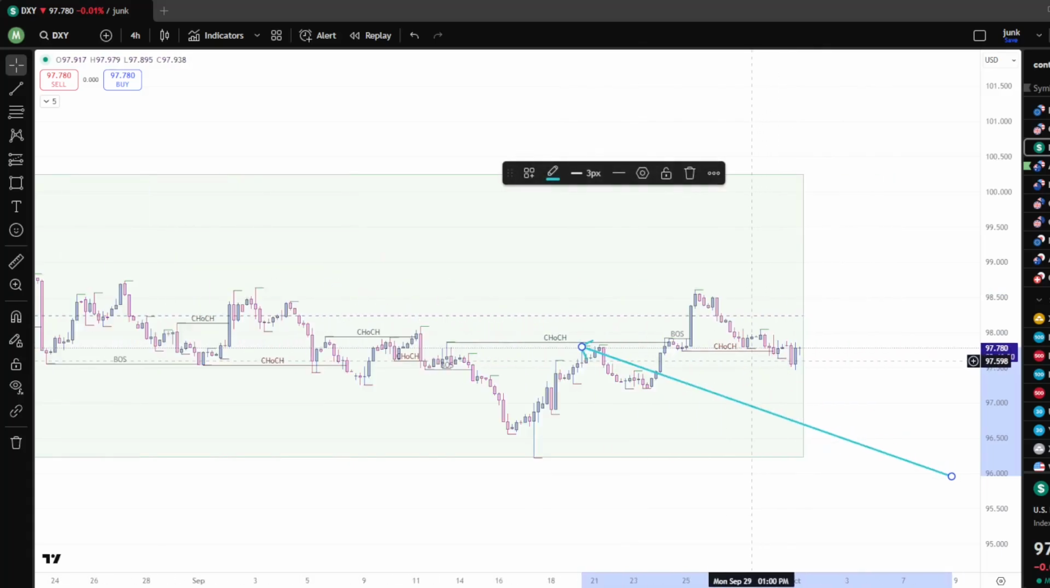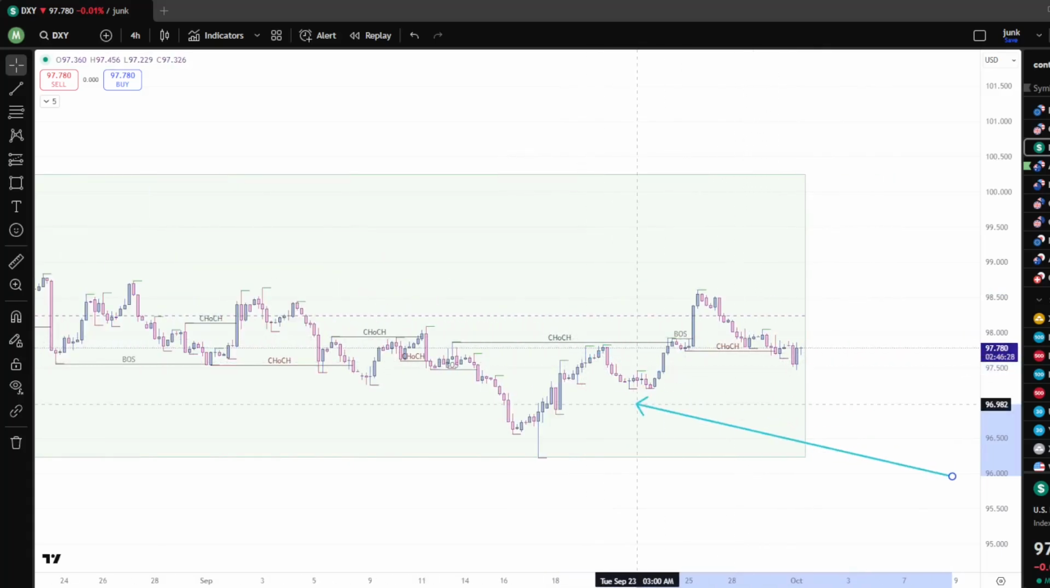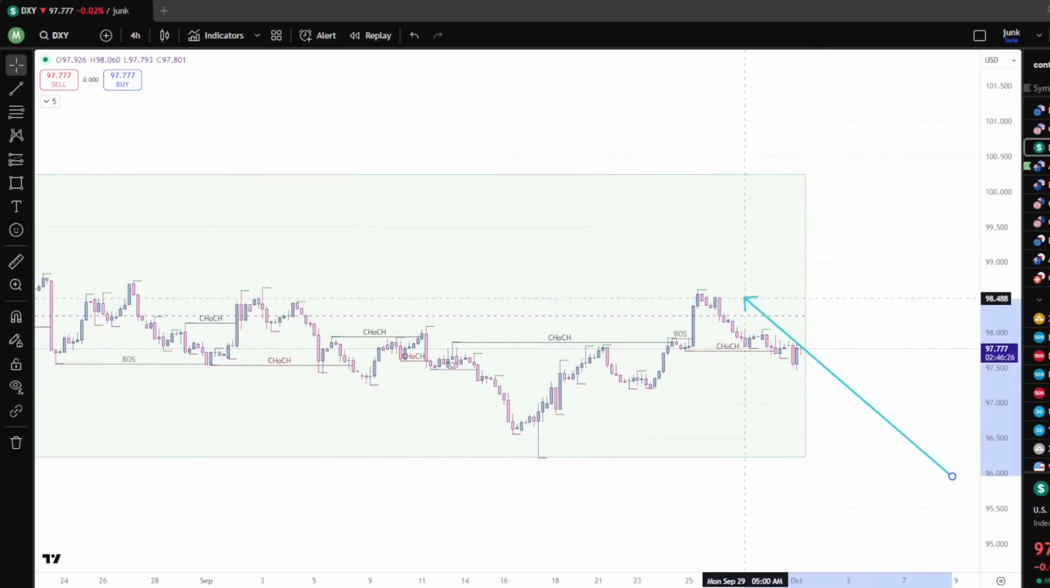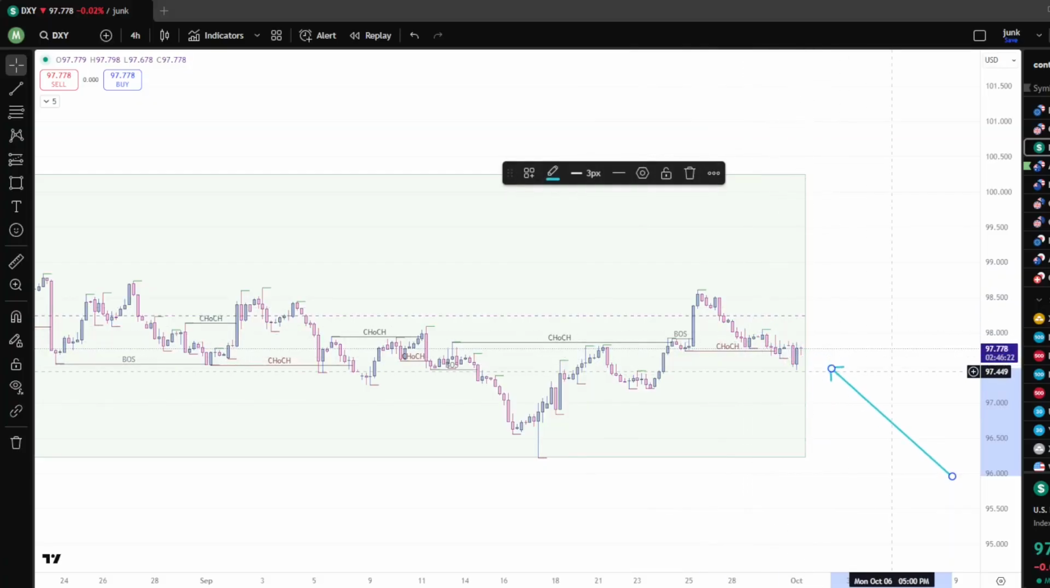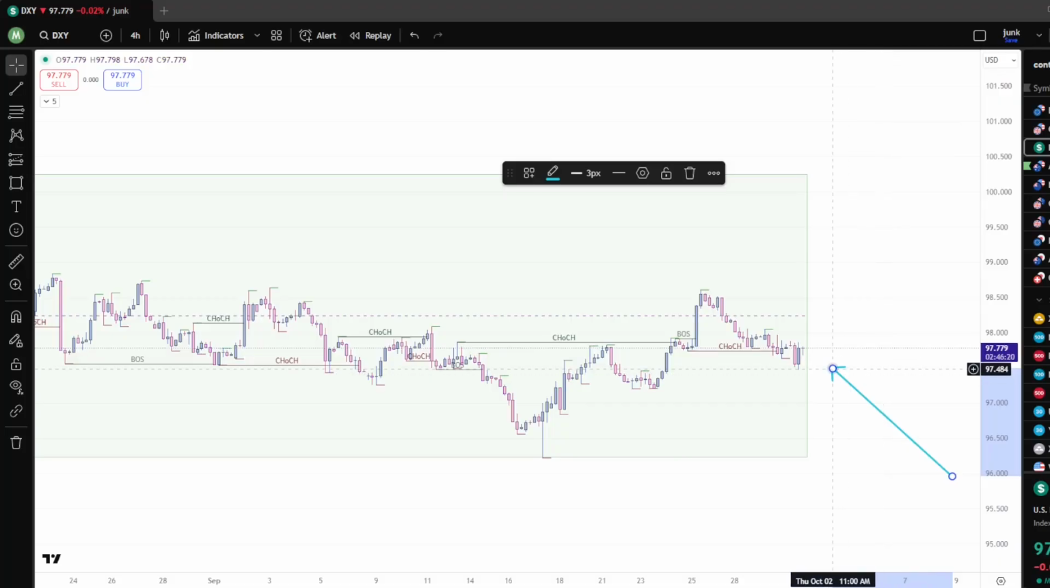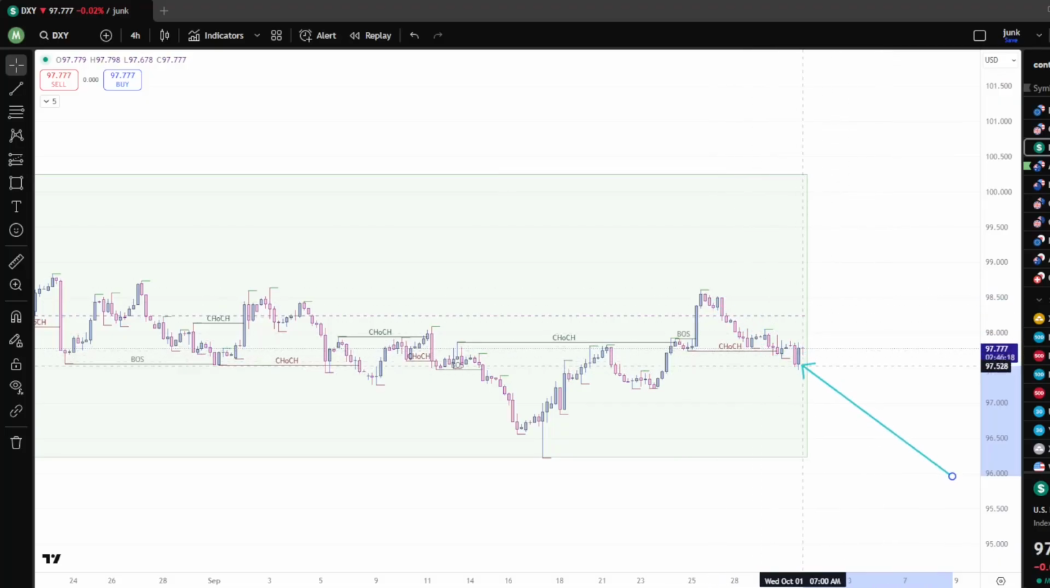So internally making higher highs, higher lows, higher highs. And now we started to retrace a bit. And like I said, we're waiting to see how the government shutdown impacts these markets, because it did start to break structure back down to the downside. Could continue its bearish swing structure.